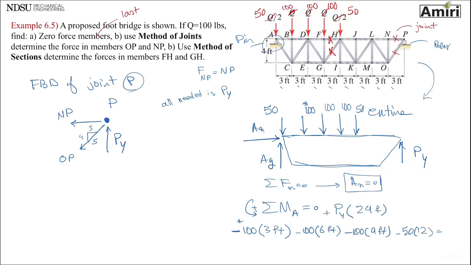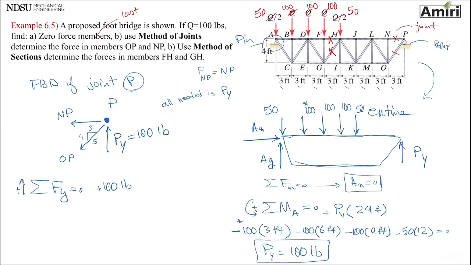And that's it. This will result in PY being 100 pounds. PY 100 pounds. All right. So now I'm back at two unknowns only. So let's see. Summation of forces in y direction being 0. I have a plus 100 pointing up. I have NP is x. I have minus OP of 4 over 5 equals 0. This will give me OP of 125 pounds. It's a plus, so it is a tension.